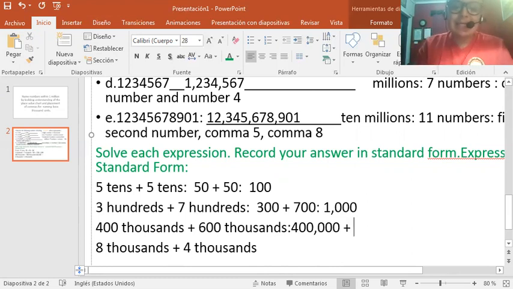I will add 600. I need to add a comma because I'm talking about hundreds. And when I am talking about hundreds, I need to add the comma at the third number. So let's go. I got my number right there, and then I add 400,000 plus 600,000.